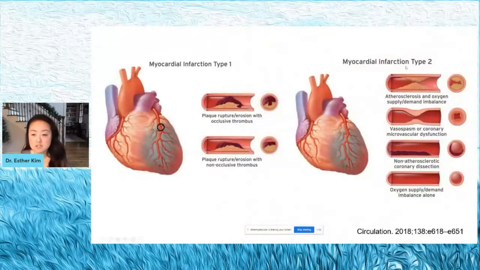Good question. So I'd like to bring your attention first to this part of the slide. Now, the heart is just a muscle, and the muscle requires oxygen, and oxygen is carried by blood, and blood is carried in the arteries. And so you need an open artery in order to supply blood to the muscle of the heart.